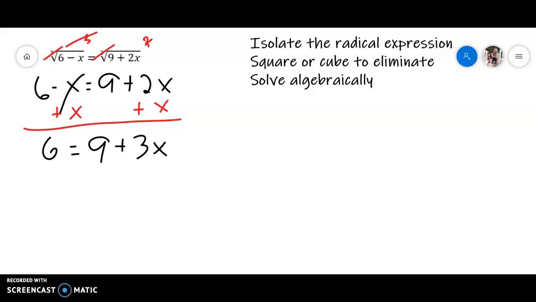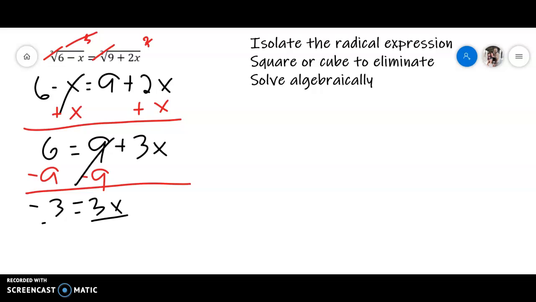Then I just subtract 9 on both sides. Negative 9, negative 9. 6 minus 9 is negative 3. That cancels. 3x. Divide both sides by 3. And I have x equals negative 1. Okay, let's check and make sure that it works out.